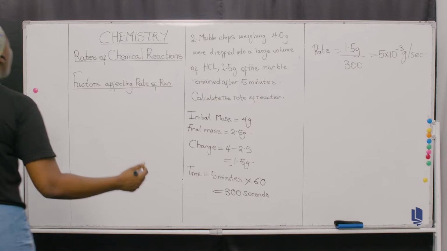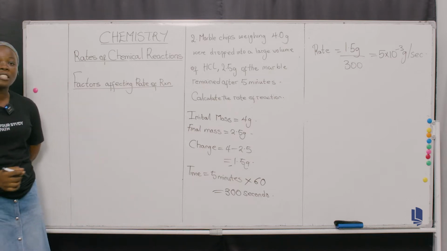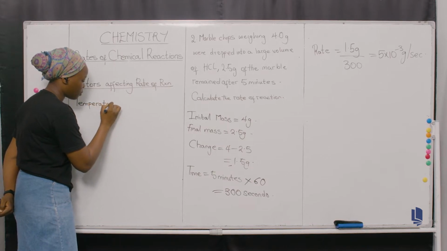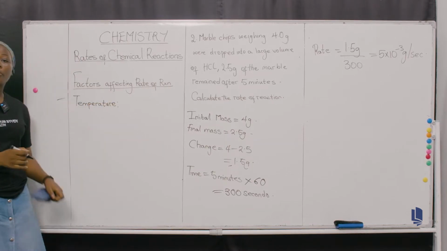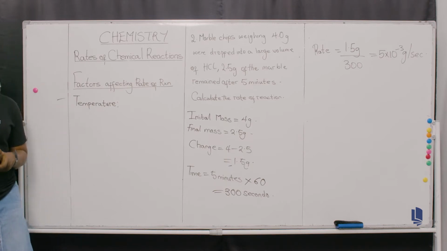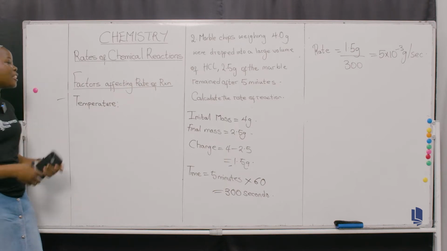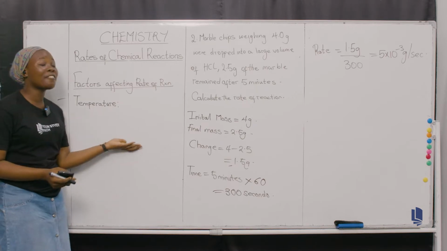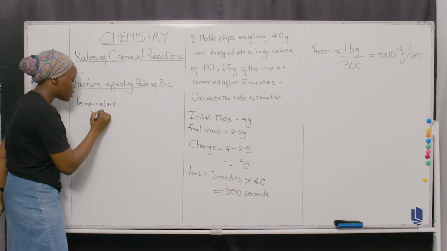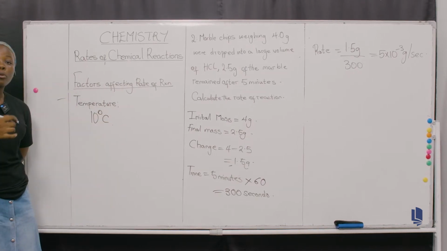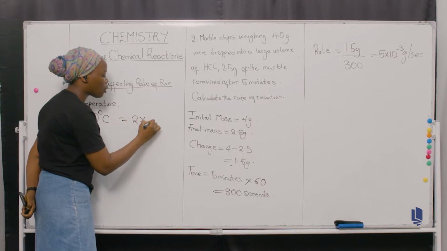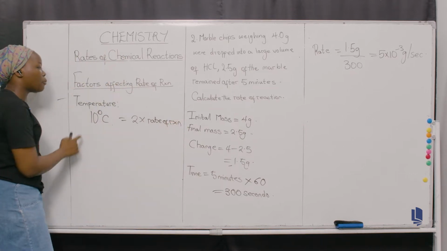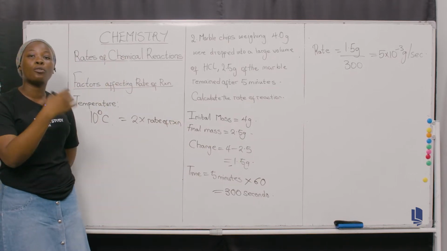Okay, so factors affecting rate of reaction. Let's start off with temperature. An increase in temperature will bring about increase in rate of reaction. That means at an elevated temperature, the rate of reaction will increase. It has been observed that a 10 degrees Celsius increase in temperature doubles the rate of reaction. So we can say temperature is directly proportional to rate of reaction.